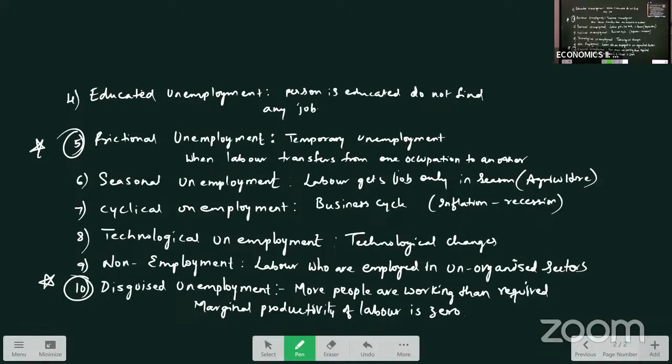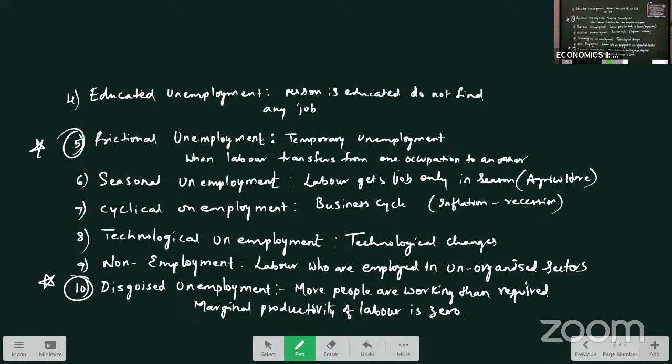Cyclical unemployment, unemployment depends upon the business cyclical fluctuations. When there is inflation, more employment will be created. When there is a recession, jobs will be gone, so unemployment will be created. Technological unemployment, as the technology changes, unemployment will arise. New technology may create more job opportunities for the people who are well skilled in that new technology.